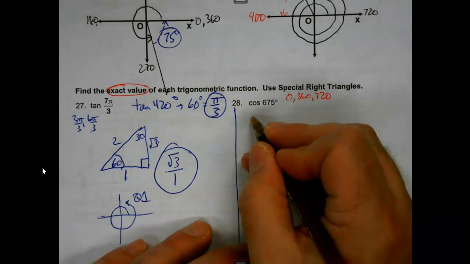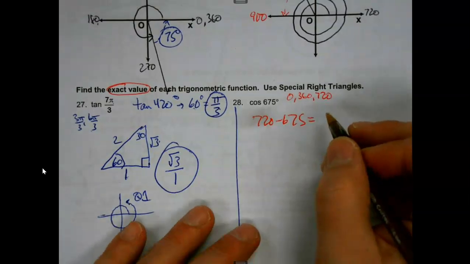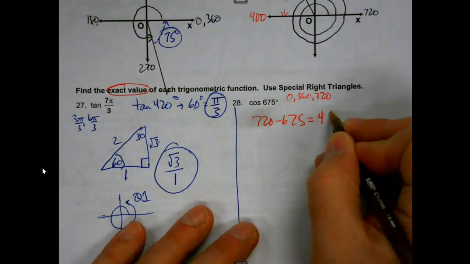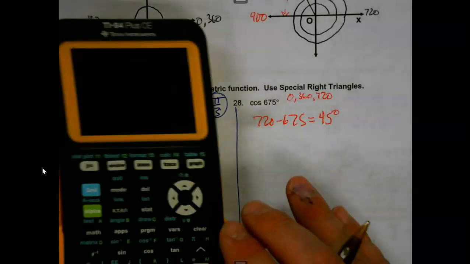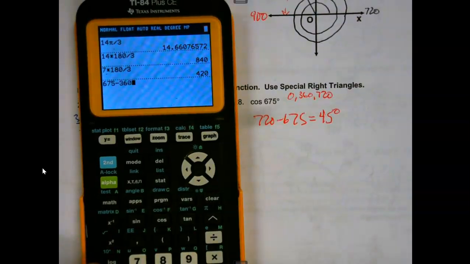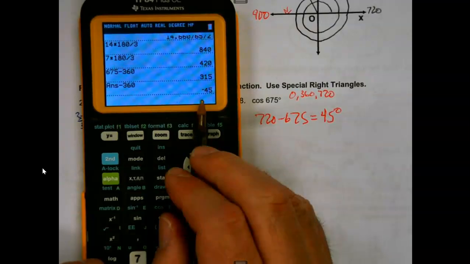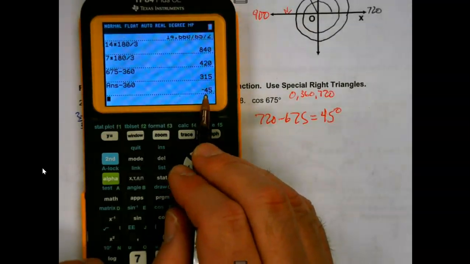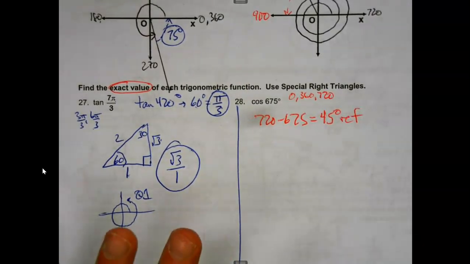So my reference here is going to be 45. Well, Hardy, what if I don't know? What if I don't know 720 is the closest? Okay, you could take 675 and keep minusing 360, but remember, your reference angle is never negative. So, I mean, if you keep that part straight, you can make this work.